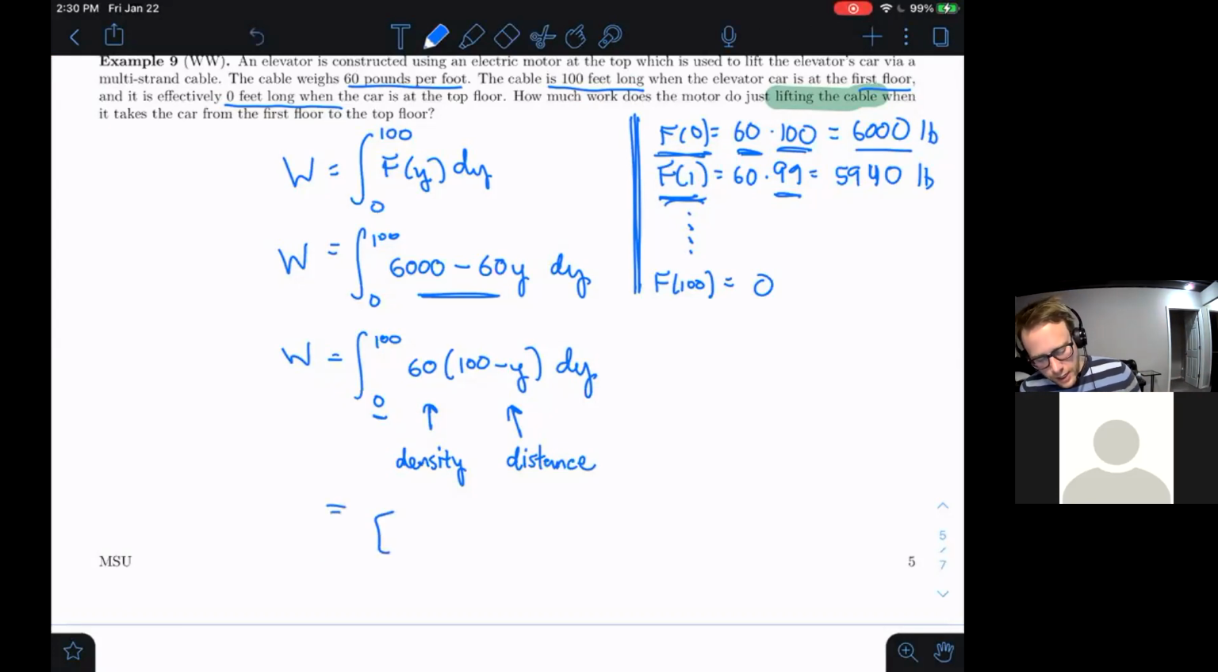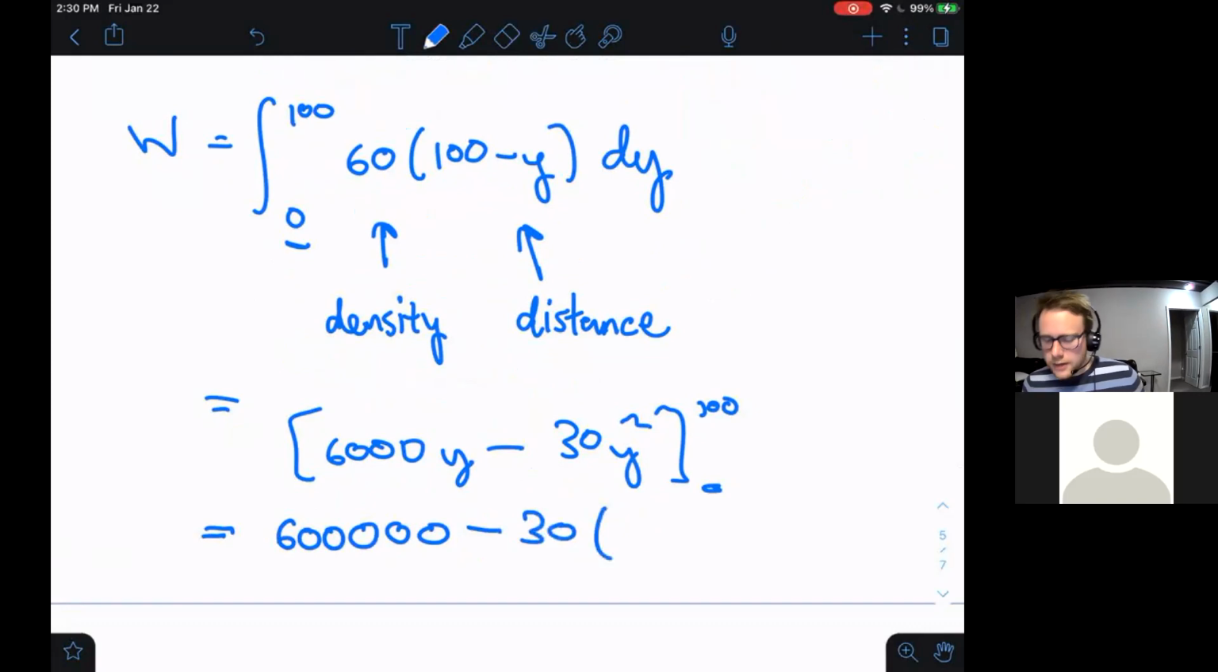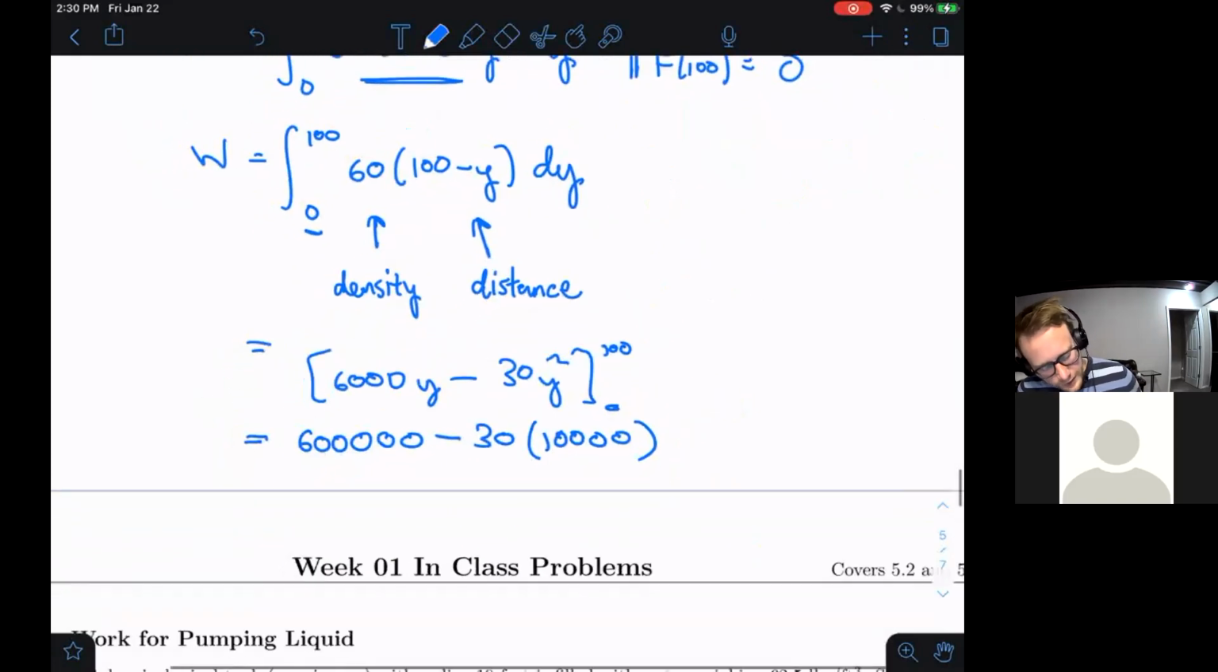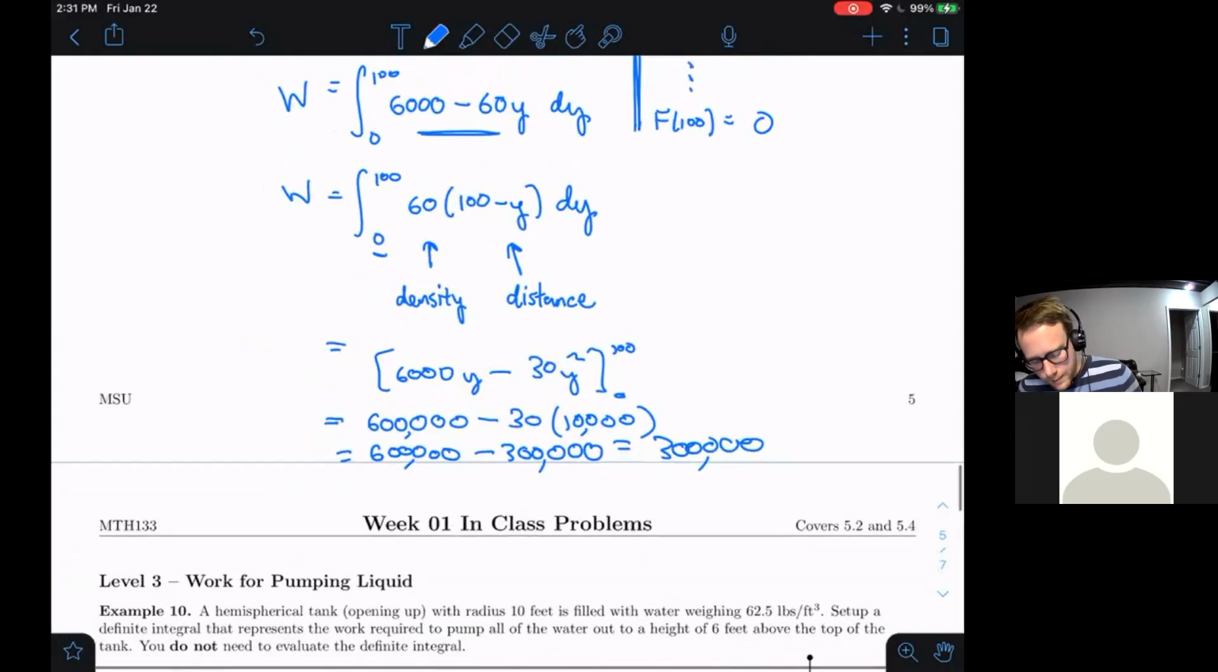When we go ahead and integrate here, we get 6,000y minus 30y squared. Plug in 0, plug in 100. So let's see, 6,000 and we sprinkle on 2 more zeros when we plug in 100. And 30 and, let's see, 100 squared, so that's going to be 4 zeros in total. So this is going to be 600,000 here minus 300,000. So the final answer is 300,000 foot-pounds.